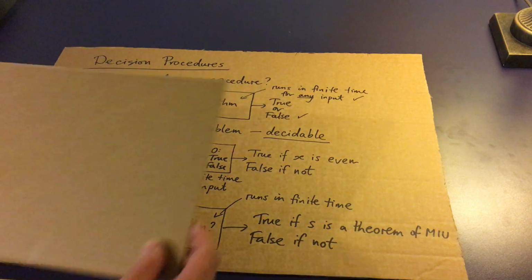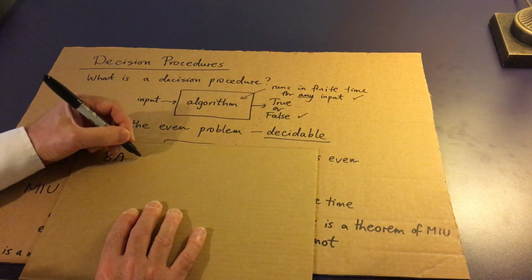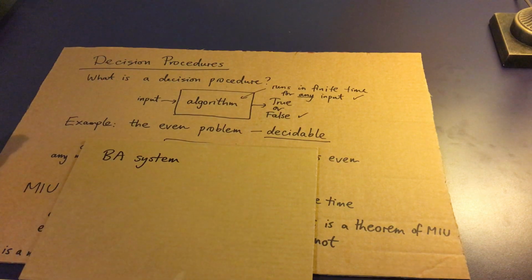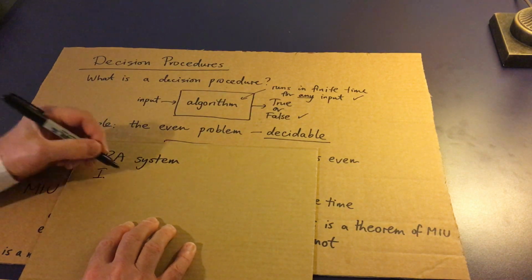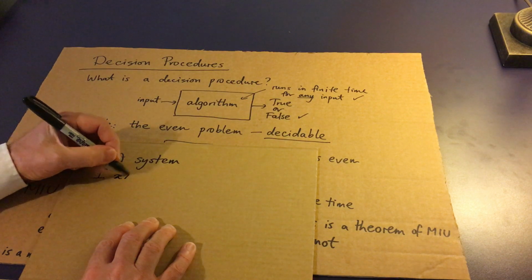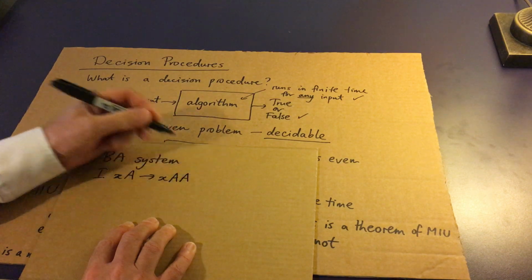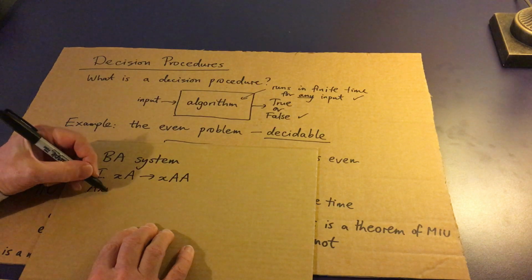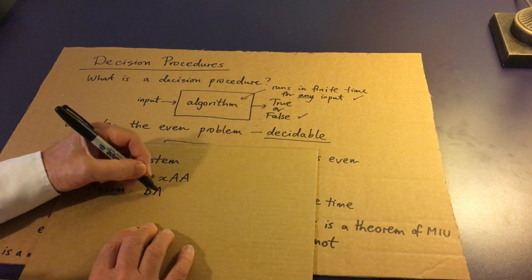system. I'll call it the BA system. I'm going to show you how simple it can be to create a decision procedure for a system by taking this simple example. There's only one rule in the BA system, which is that if your string ends in an A, you can add another A to it. Very simple. And the axiom in the BA system is simply BA.